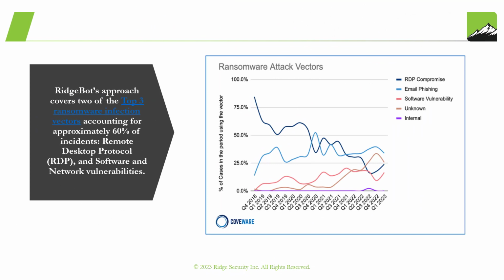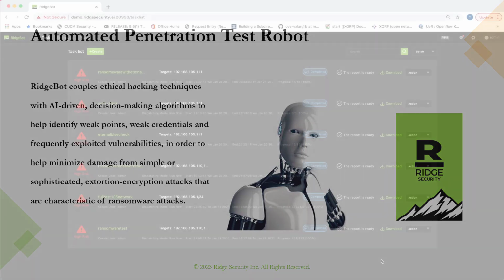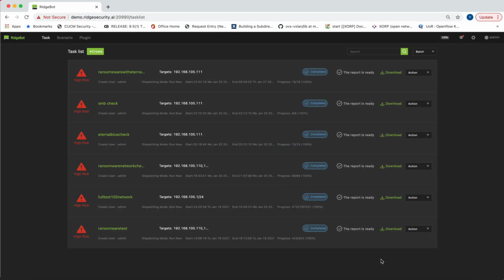Ridgebot's approach covers two of the top three ransomware infection vectors, accounting for approximately 60% of incidents: remote desktop protocol, RDP, and software and network vulnerabilities. Ridgebot couples ethical hacking techniques with AI-driven, decision-making algorithms to help customers identify weak points, weak credentials, and frequently exploited vulnerabilities, and avoid becoming a victim of ransomware attacks. In this video, we'll show you how to use Ridgebot to combat ransomware.